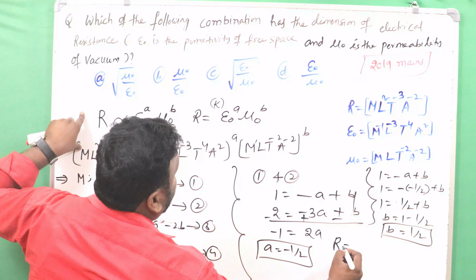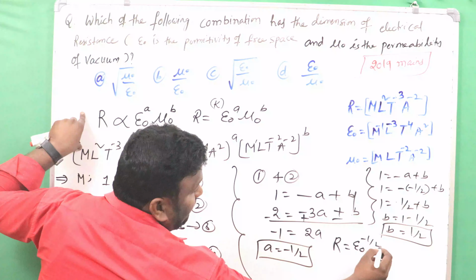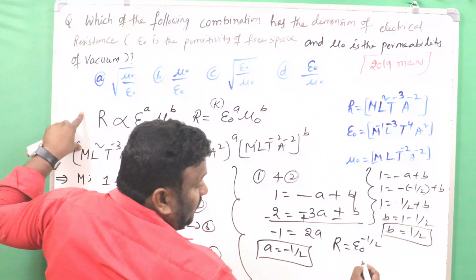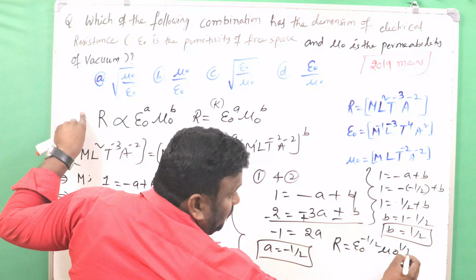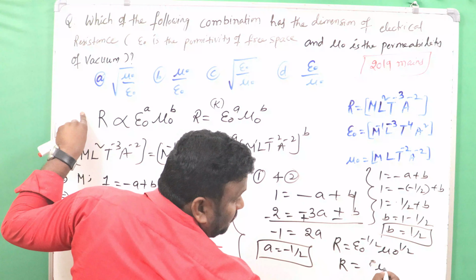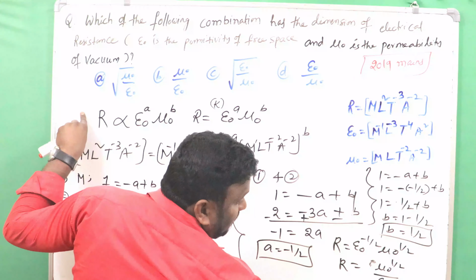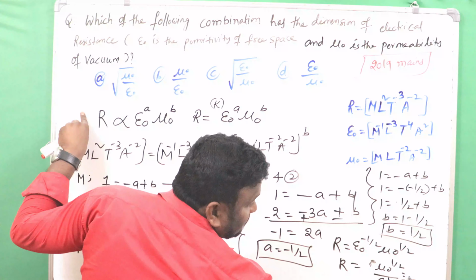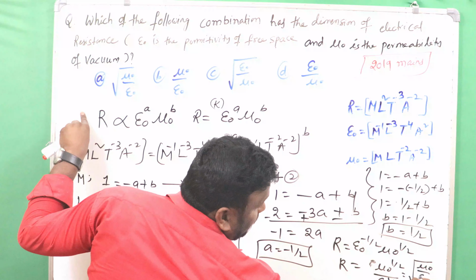R is equal to... here epsilon naught is minus 1 by 2, and mu naught is 1 by 2. Then R is equal to mu naught to the power of 1 by 2 divided by epsilon naught to the power of 1 by 2. We can write that as under root of mu naught by epsilon naught.